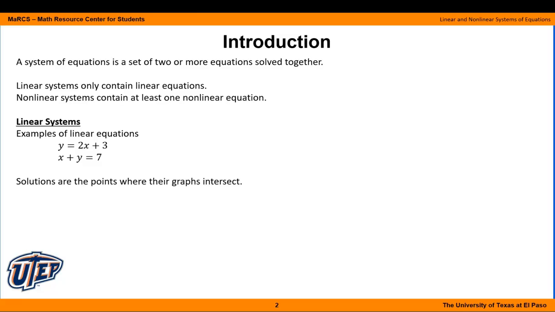For example, y equals 2x plus 3 and x plus y equals 7 form a linear system. One important idea to remember is that solutions correspond to the points where the graphs intersect. Any point that lies on both graphs simultaneously is a solution to the system.